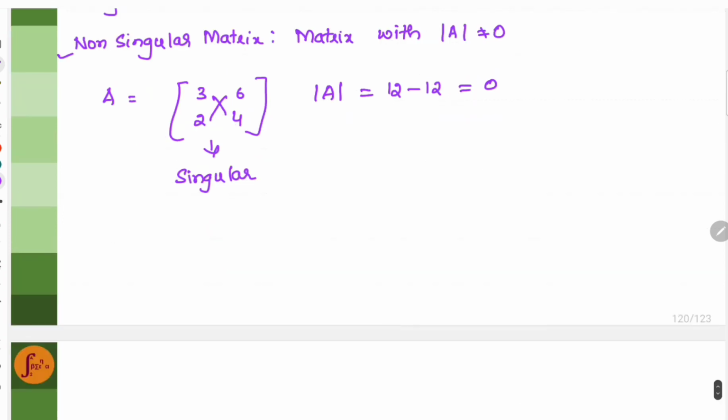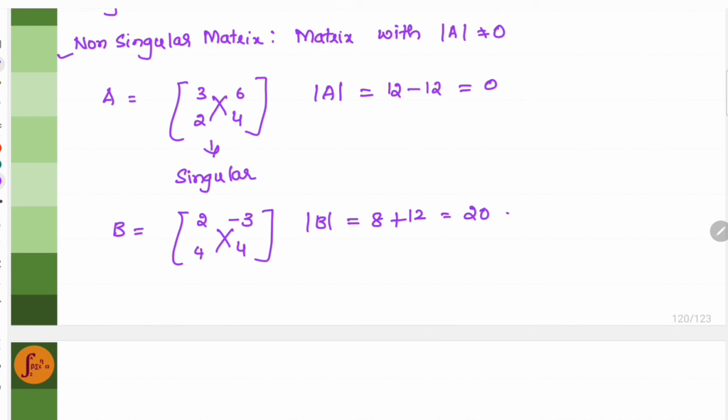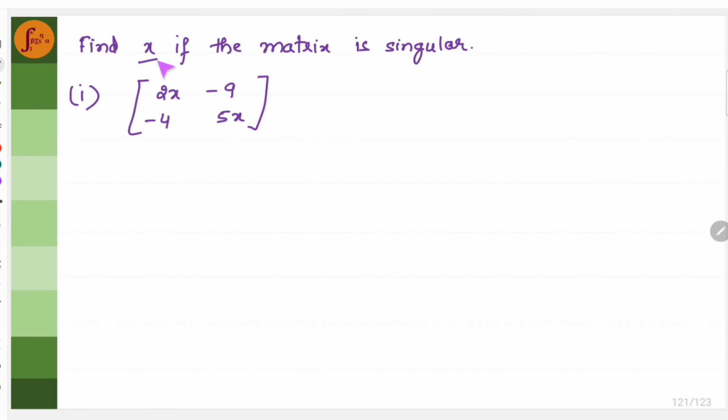Let's take an example for non-singular. Say another matrix B. We have 2, minus 3, 4 and 4. Now if you calculate the determinant of this matrix, you will get 8 plus 12, which is 20. And this is not equal to 0. Hence this is non-singular.